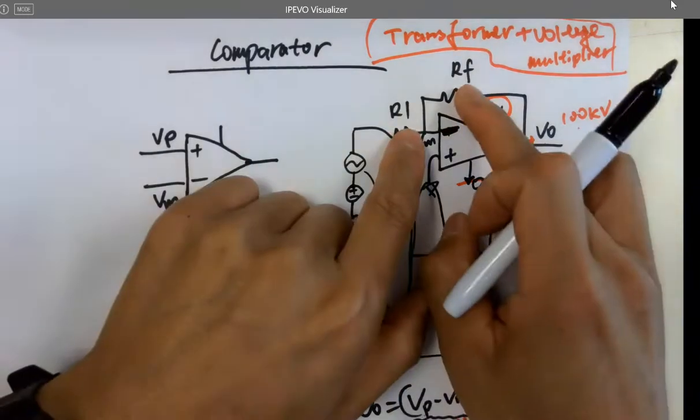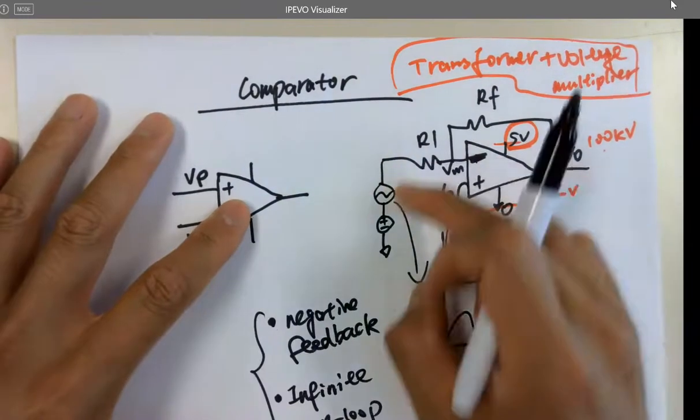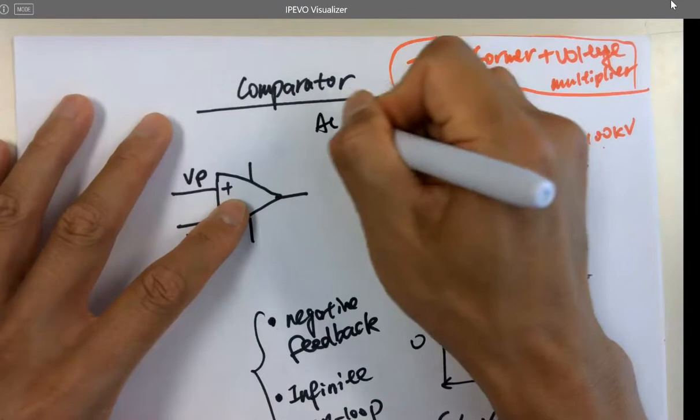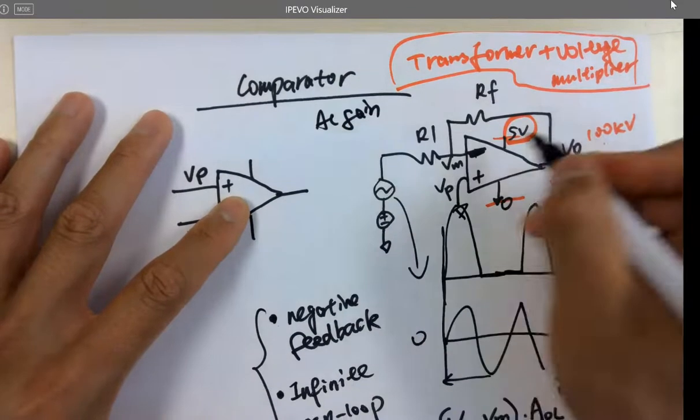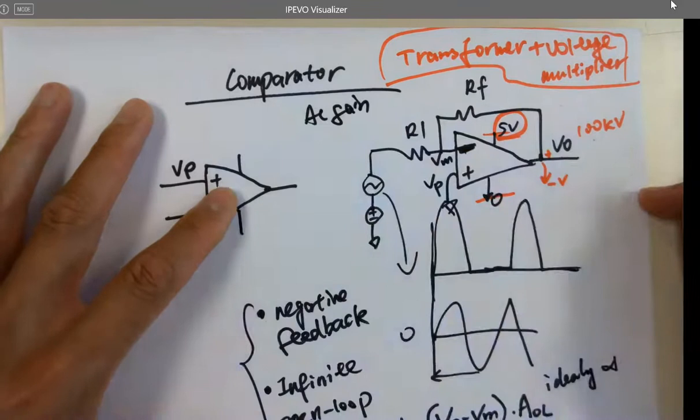Ideally, what's the gain of this one? What's the AC gain? Or voltage gain for this topology?